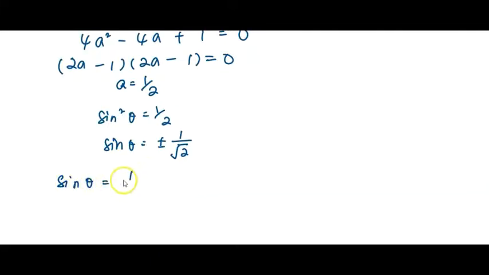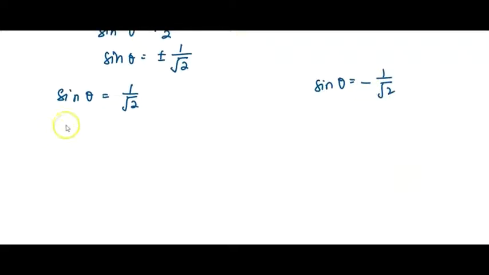First one is sine theta is 1 over 2. Second equation, later on I'm going to solve it. That is negative 1 over 2. Firstly, get your basic angle. That is 45 degrees, and locate your angle.